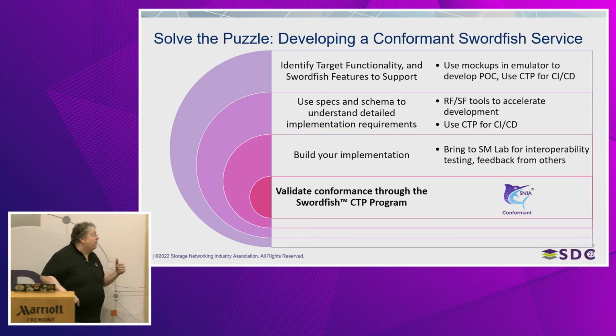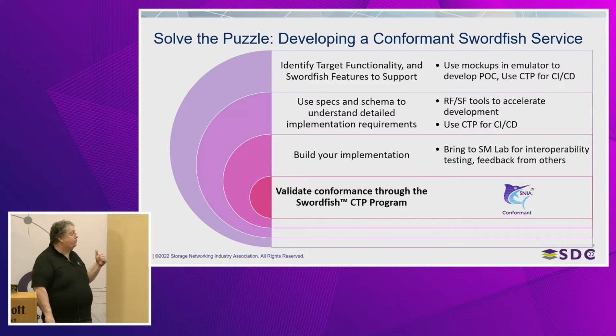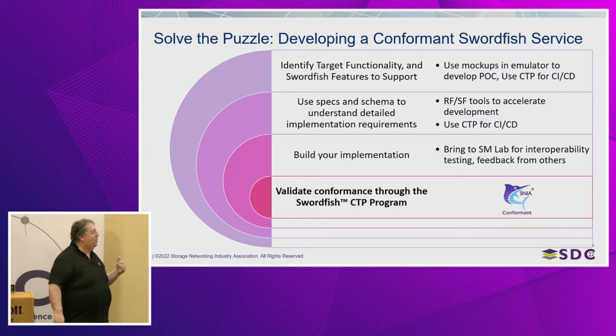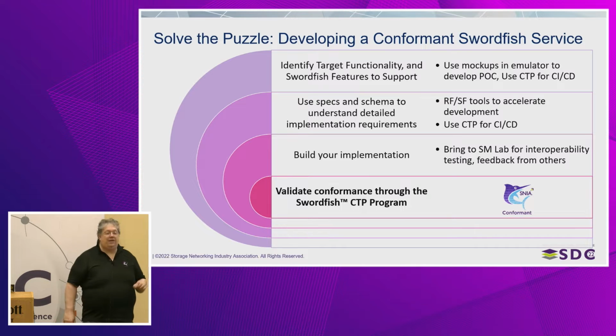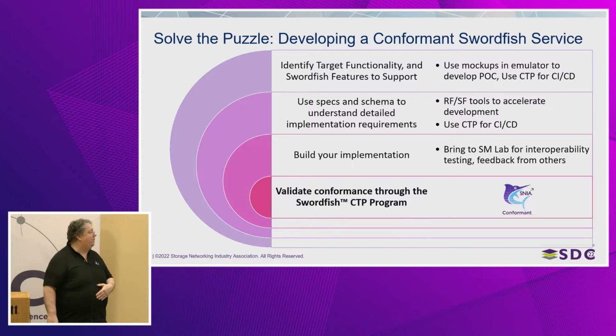So the key is you want to be able to use mock-ups and develop POCs, and you want to be able to do CI/CD, and you want to be able to roll these implementations very, very quickly to find out what's wrong. So CTP is perfectly suited for this, to be able to develop often, develop early, find problems fast, and be able to fix those problems fast. The spec and the schema are easy to understand. Swordfish and Redfish tools are out there to help you understand these.